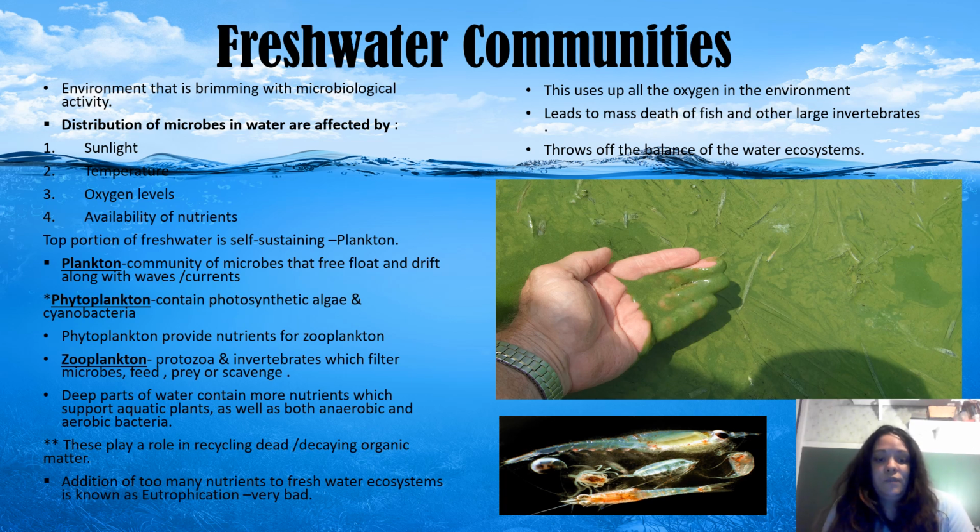Addition of too many nutrients to freshwater can cause a problem in the ecosystem known as eutrophication, and this is very bad. This will use up all the oxygen in the water, and it's going to create a film like I have in this picture here. It can be different colors. It can be green. It can also be a red color similar to the red tide that you can find in oceans, which we talked about in earlier chapters. This will lead to a mass death of fish and other invertebrates because they cannot get the oxygen they need to survive. It's going to end up throwing off the whole ecosystem of the water, which will eventually kill the plants and a lot of the good bacteria too.